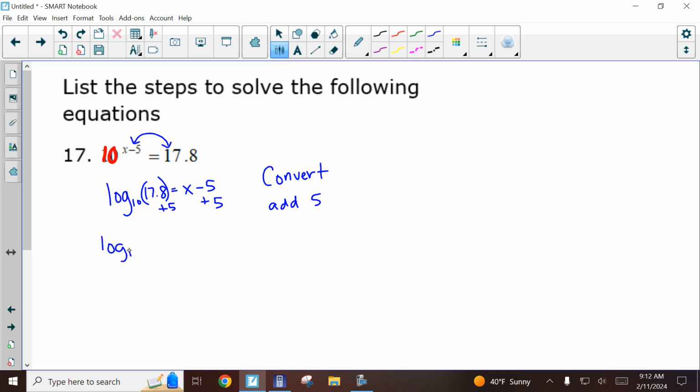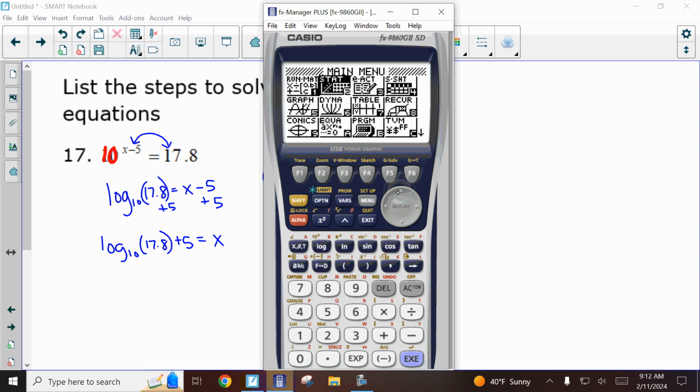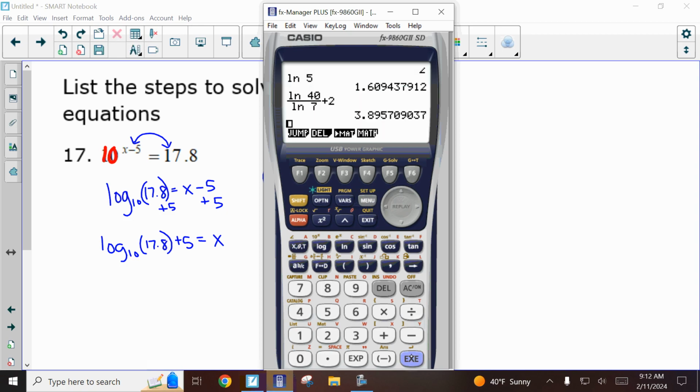So this is log base 10 of 17.8 plus 5 equals x. And then that's just a decimal. You can go ahead and check that out real quick. So that decimal is, this is log base 10, so I can just use that button. And that's 17.8, and then plus 5.